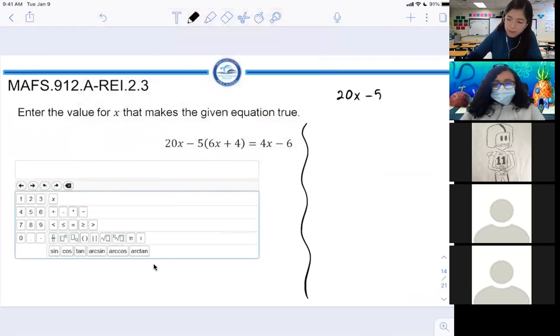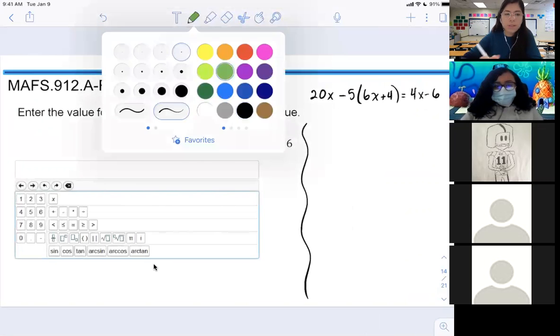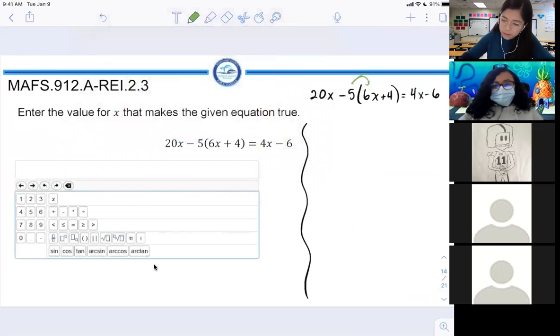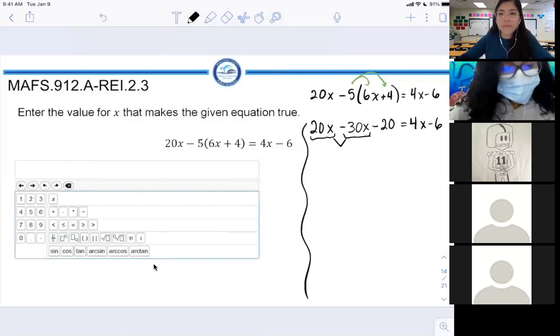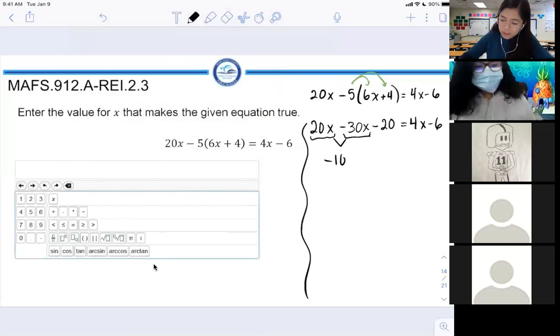20x minus 5 times 6x plus 4 equals 4x minus 6. Let me move this over there. What do I do first? Good, Perla, distribute. All right, let's do this. Negative 5 times 6 is negative 30. Negative 5 times 4 is negative 20. Now what? Combine like terms. Good. 20 minus 30 gives me? Negative 10. Good. Negative 10x minus 20 equals 4x minus 6.